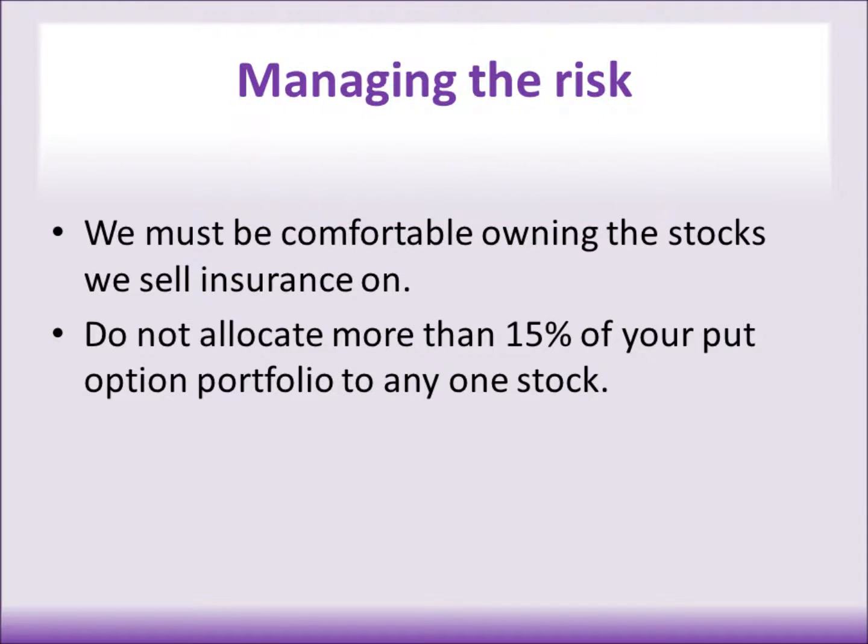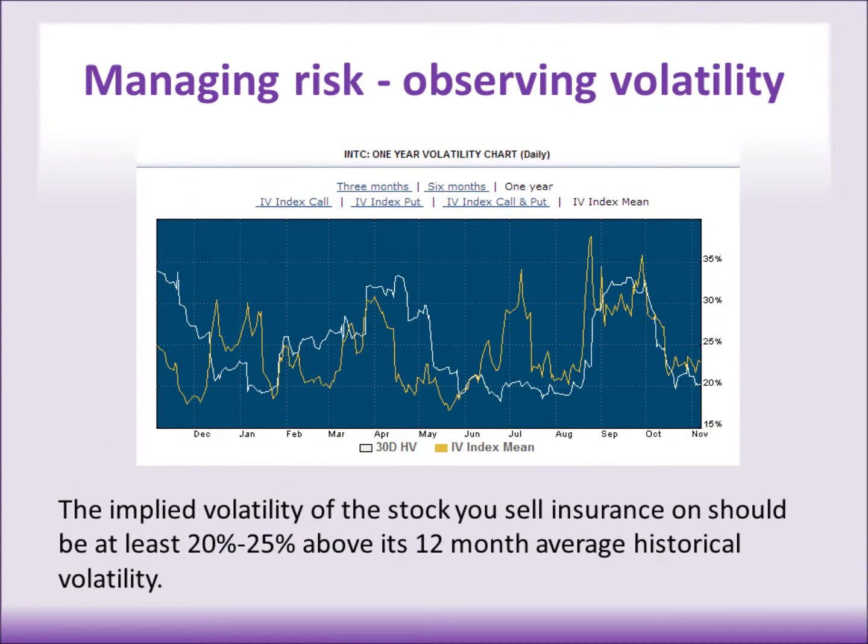And then managing the risk, there are a few things to look out for. We must be comfortable owning the stocks we sell insurance on, so you have to do your underwriting or research. Secondly, however much you allocate to the strategy, we don't recommend putting more than 15% in any one stock. The other thing to monitor is the implied volatility of the stock you sell insurance on. We say it should be at least 20 to 25% above its 12-month average historical volatility.